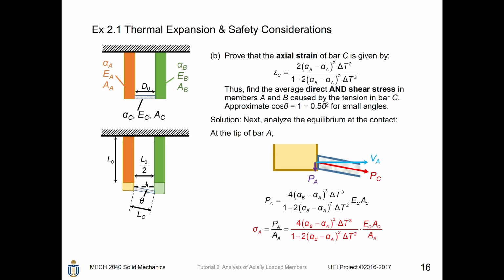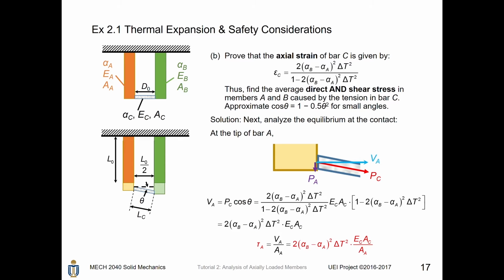After you get the direct force, you can find the normal stress by dividing the direct force by the cross-sectional area, which looks like this. So you just divide the whole piece by the cross-sectional area of A. In a similar manner, the shear force acting on bar A is just the axial force in bar C times cosine theta, which is what we found when deriving this formula. Then those two terms cancel out, and we have the shear force in this form. Therefore, the shear stress is just the shear force divided by the cross-sectional area.